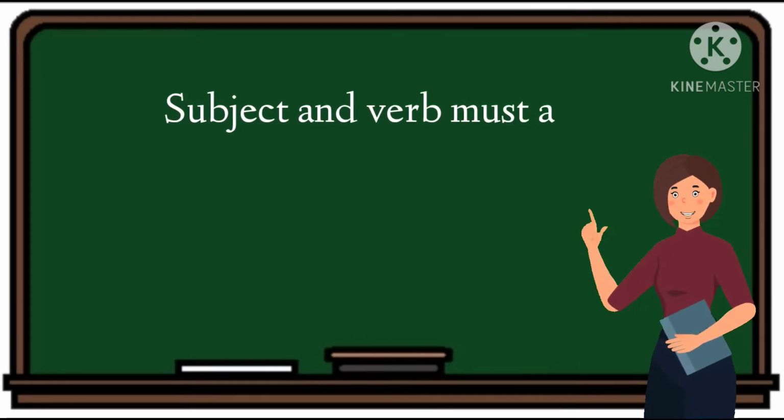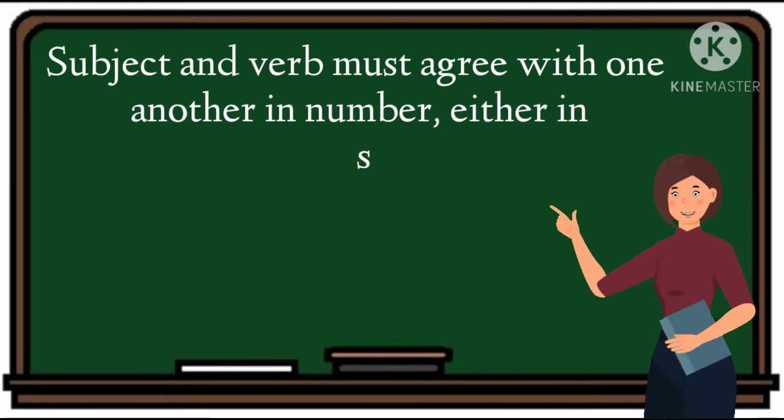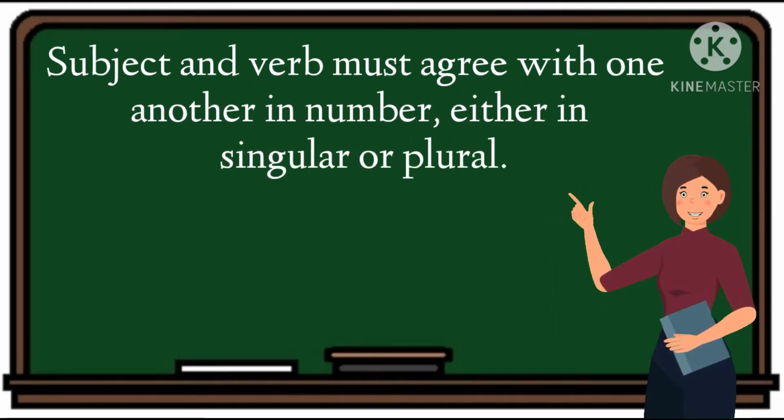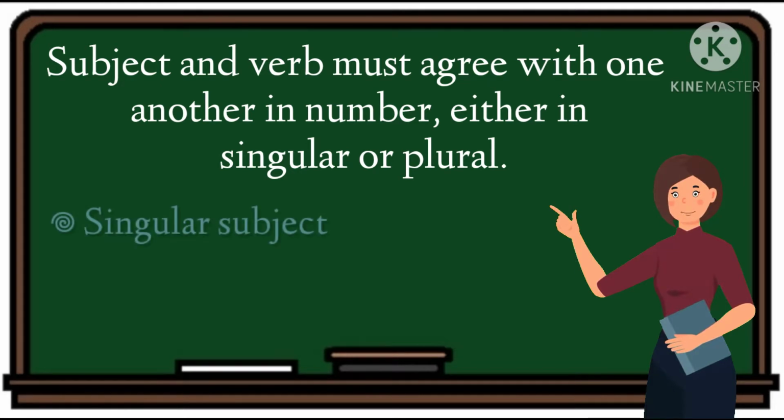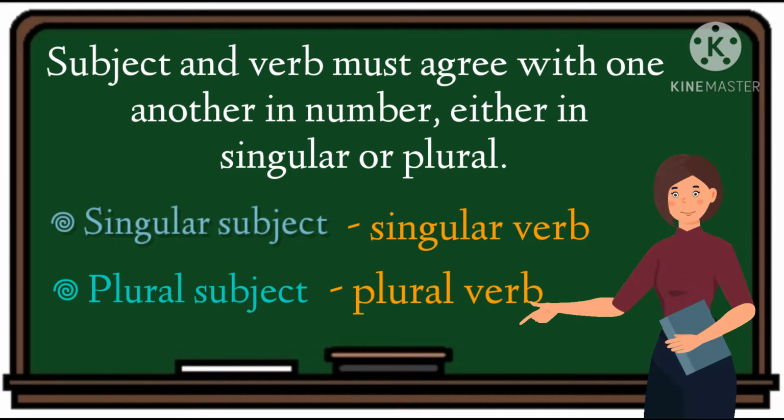Now, in subject-verb agreement, the subject and the verb must agree with one another in number, either in singular or plural. Thus, a singular subject takes a singular verb, and on the other hand, a plural subject takes a plural verb. Take note that a singular subject cannot take a plural verb and vice versa.